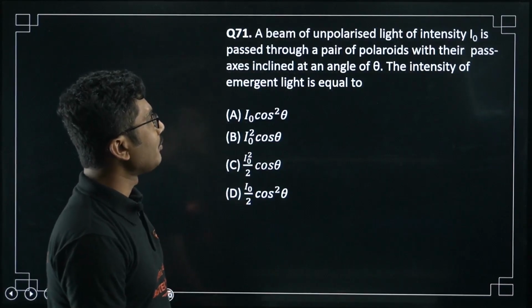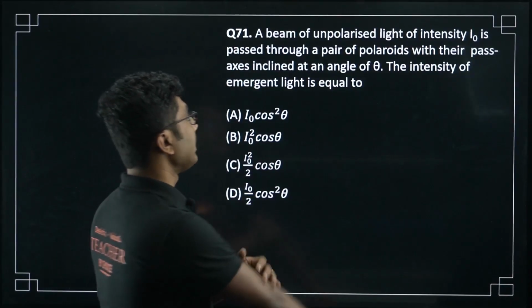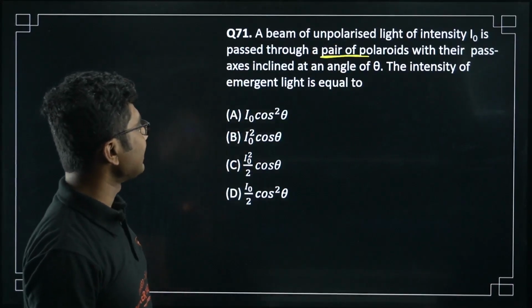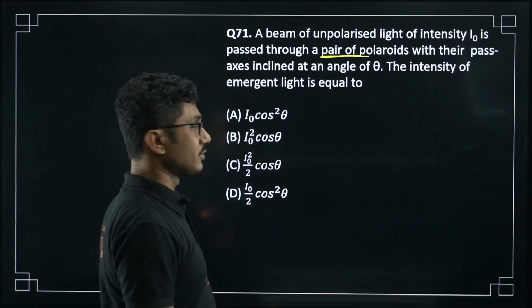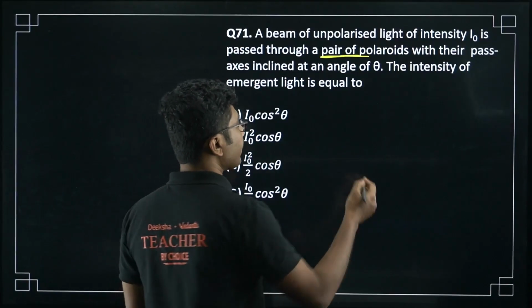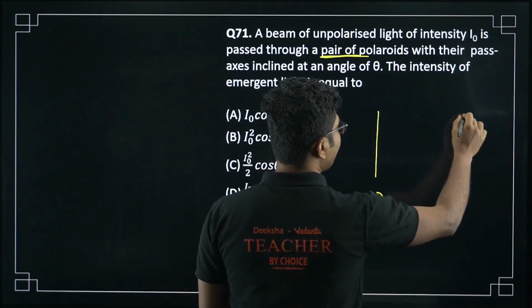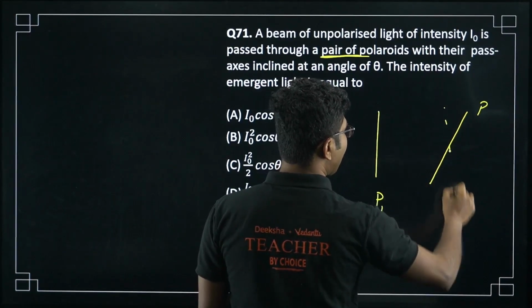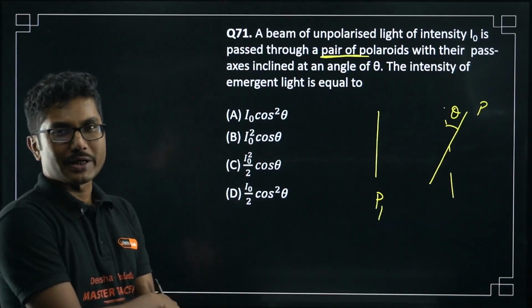A beam of unpolarized light of intensity I naught is passed through a pair of Polaroids. Very, very important. A pair of Polaroids with their pass axis inclined at an angle of theta. The intensity of the emergent light is equal to. Now this is a trap question, HOTS question. First there is a Polaroid P1, there is a second Polaroid P2. The angle between their pass axis is theta. So you will say, sir, I naught cos square theta.